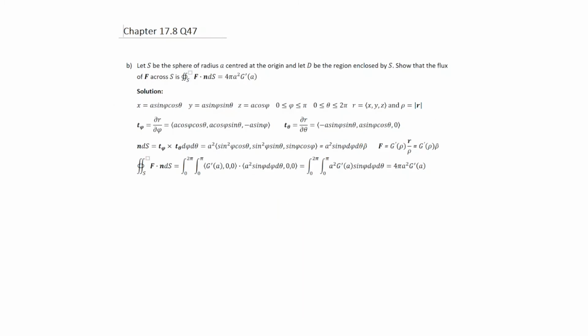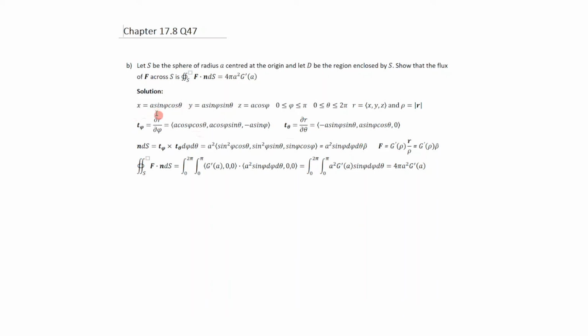All right, part B. Now, let S be the sphere of radius a, centered at the origin, and let D be the region enclosed by S. Show that the flux of F across S, the closed surface integral of F dot n dS, is equal to 4 pi a squared g prime a, g prime being a derivative. The solution is to use spherical coordinates.